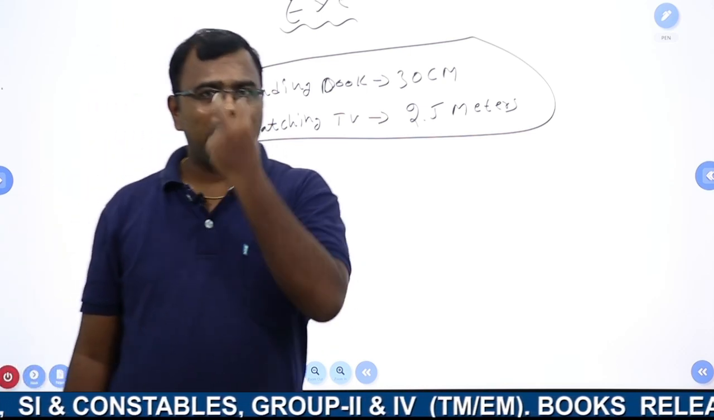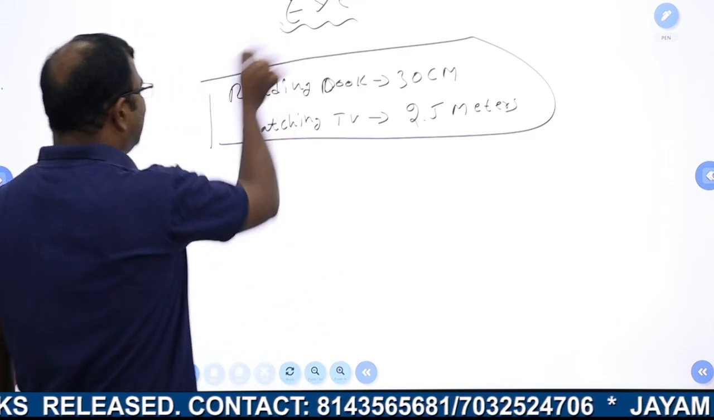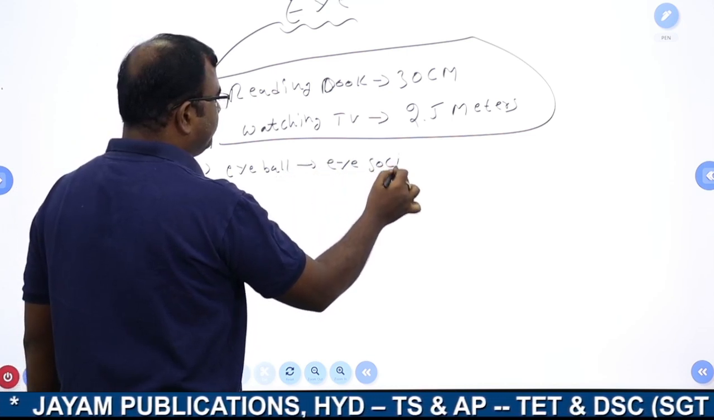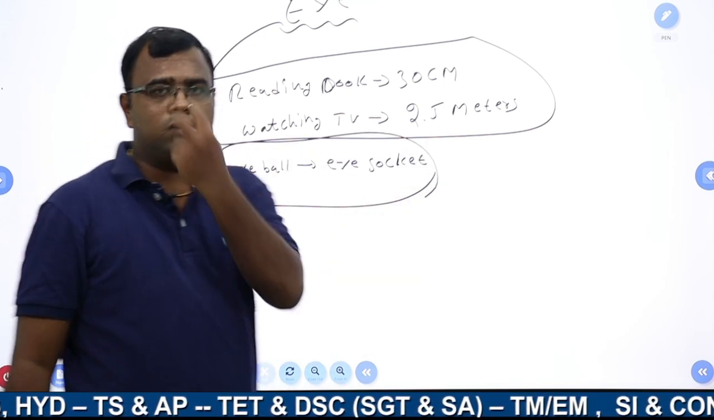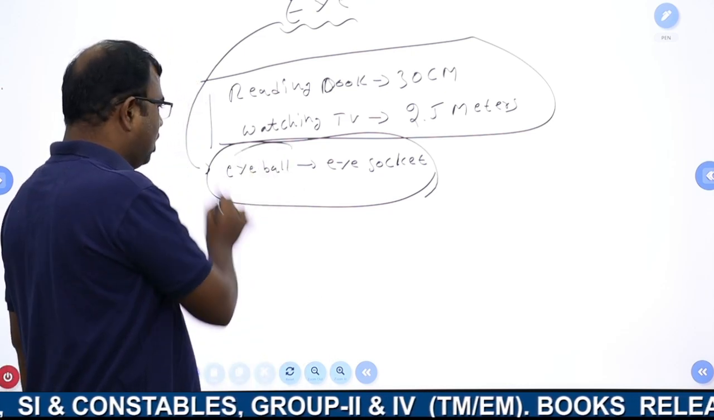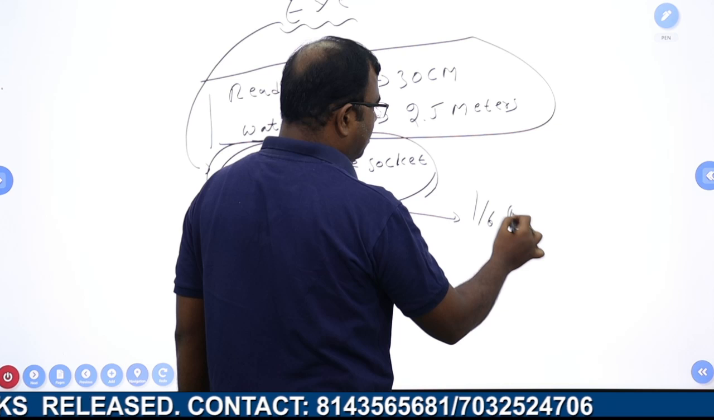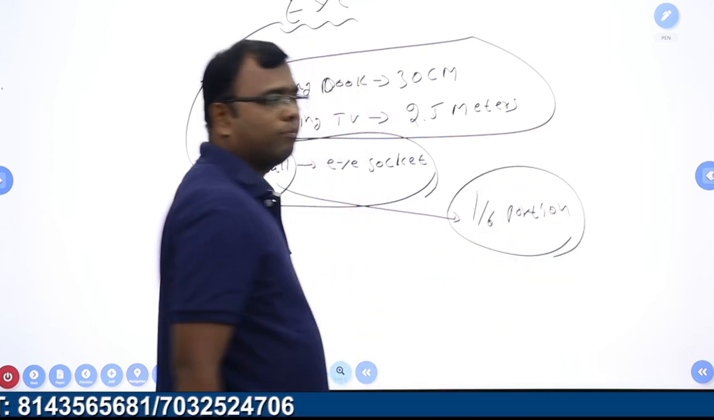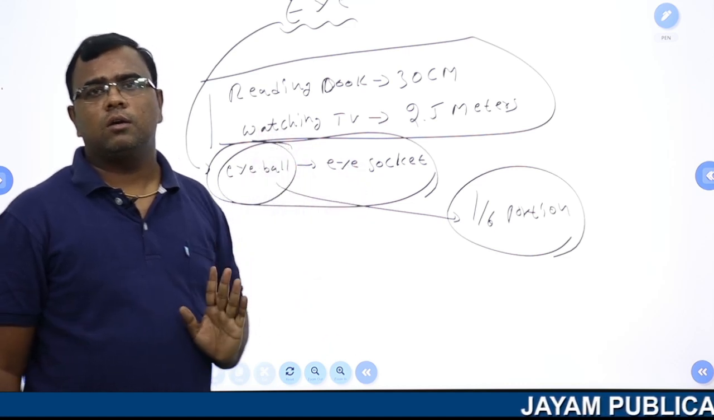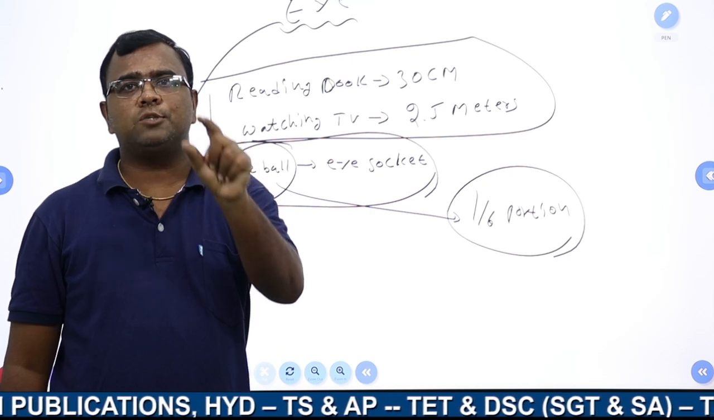In the eyes, the eyeball is there. The eyeball is located on the eye socket. Is the eyeball or the eye socket visible? The eyeball is visible to only 1/6 portion. The eyeball is located on the eye socket. The eyeball is visible to only 1/6 portion.